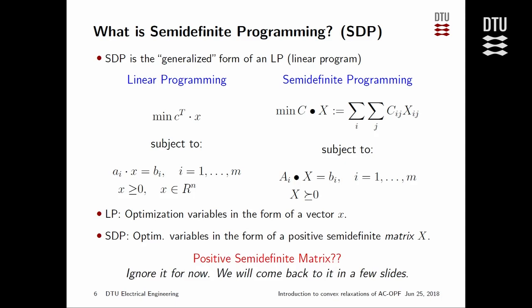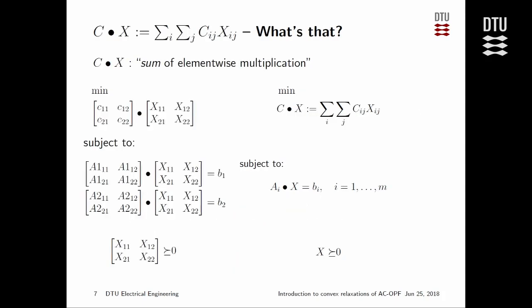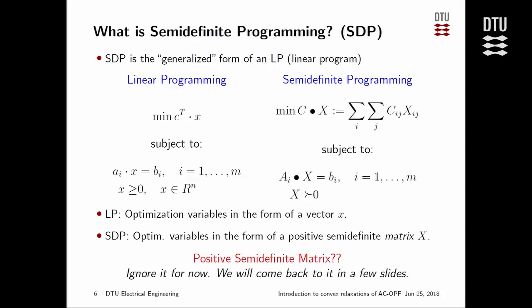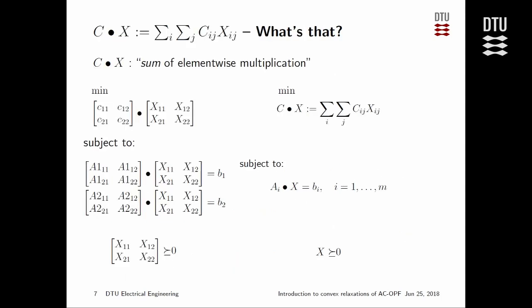So maybe not all of you know or remember what a positive semi-definite matrix is, but we're going to look at it a bit in a couple of slides. First, before going into the last constraint here, I want to spend some time on the other constraints. This bullet here actually means element-wise multiplication. So imagine now that instead of having a vector of optimization variables, as we have in a linear program, we now have a matrix that we optimize over.